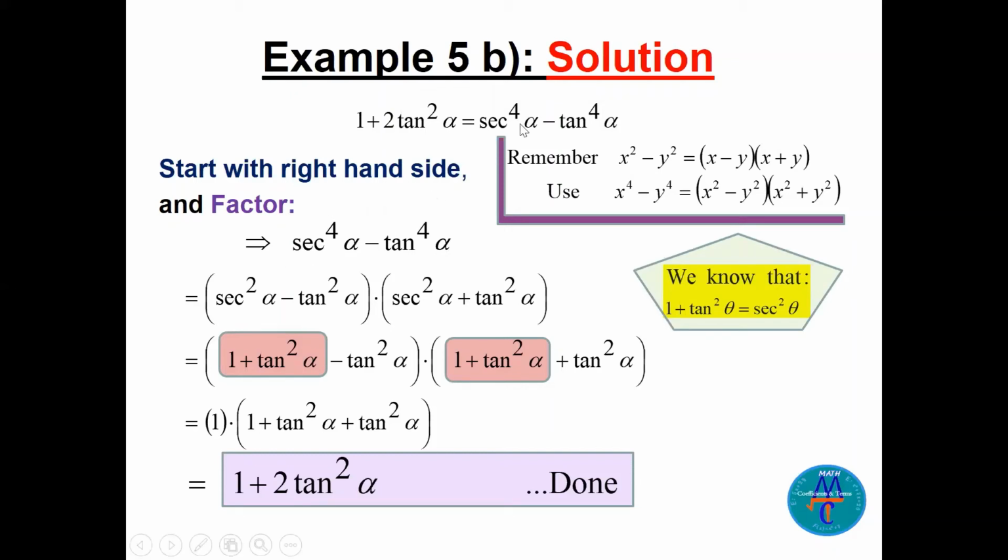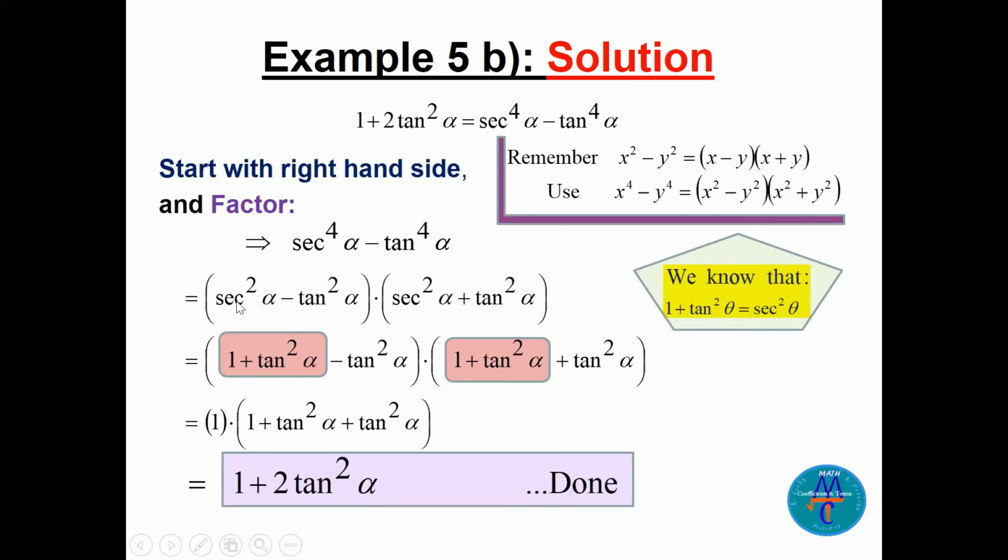Secant to the power 4. So I will start with the right side now: secant to the power 4 of alpha minus tan to the power 4 of alpha. If it looks difficult here, I put here some formulas from algebra you can remember. X squared minus y squared will be x minus y, x plus y. We know that. Now, if we have also in algebra x to the power 4 minus y to the power 4, it becomes x squared minus y squared times x squared plus y squared. So I can use this second formula here. So this becomes secant squared of alpha minus tan squared of alpha in one bracket. Another bracket we have secant squared of alpha plus tan squared of alpha.